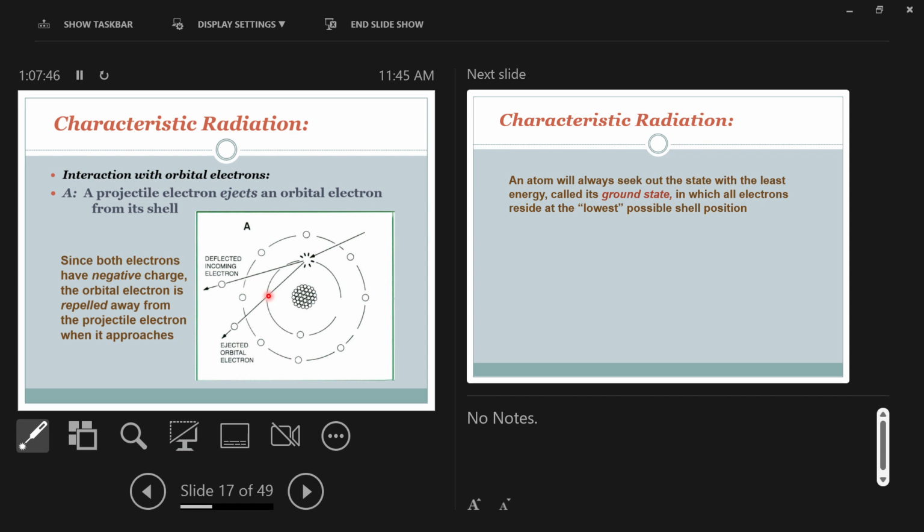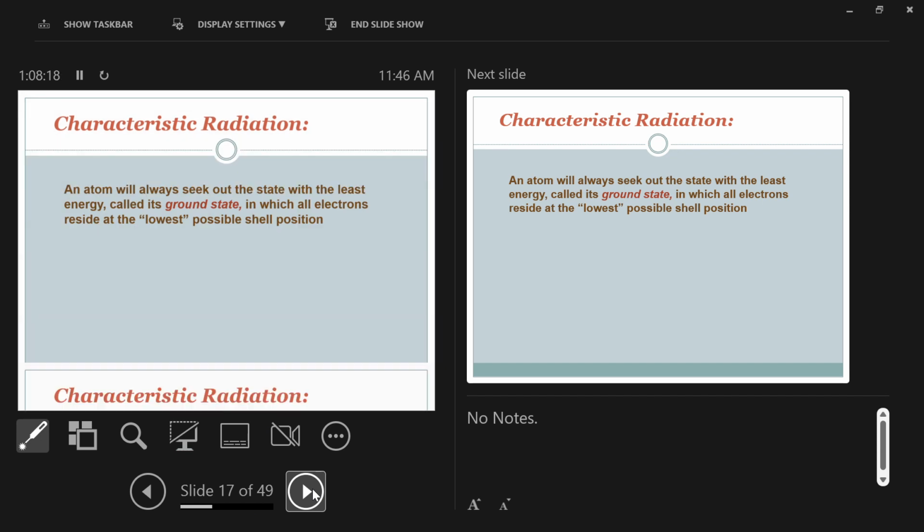It's similar in a way. Okay, so if the incoming electron is in the right spot and has enough energy, it can eject one of the electrons in one of the shells. When that happens, both electrons leave the atom. This is the incoming electron, it's deflected, we don't care about it anymore. This is the orbiting electron that was here, it's deflected and we don't care about it anymore, okay? What's important now is that we've left an opening here, okay?